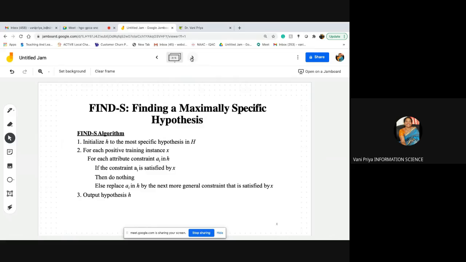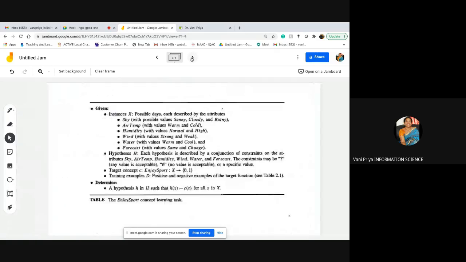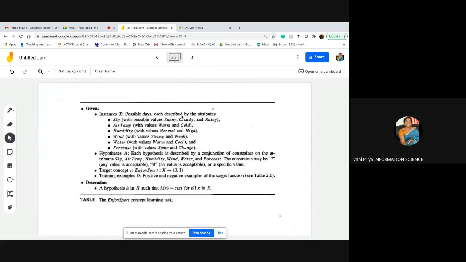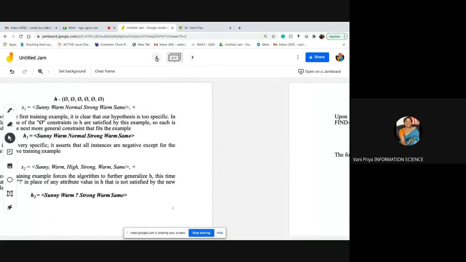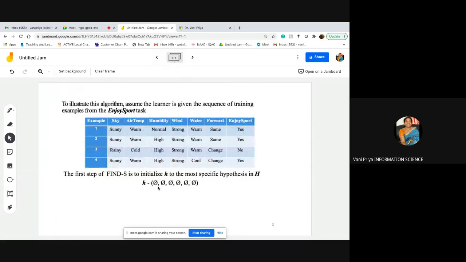For that purpose, first let me revise what is given. The problem will be given here. I'll show you the problem first. Here we are given one data set called EnjoySport. It has the attributes sky, air temperature, humidity, wind, water, forecast, and enjoy sport. Sky, air temperature, humidity, wind, water, and forecast are the features, and the concept we are going to learn is enjoy sport. So this is the training set.